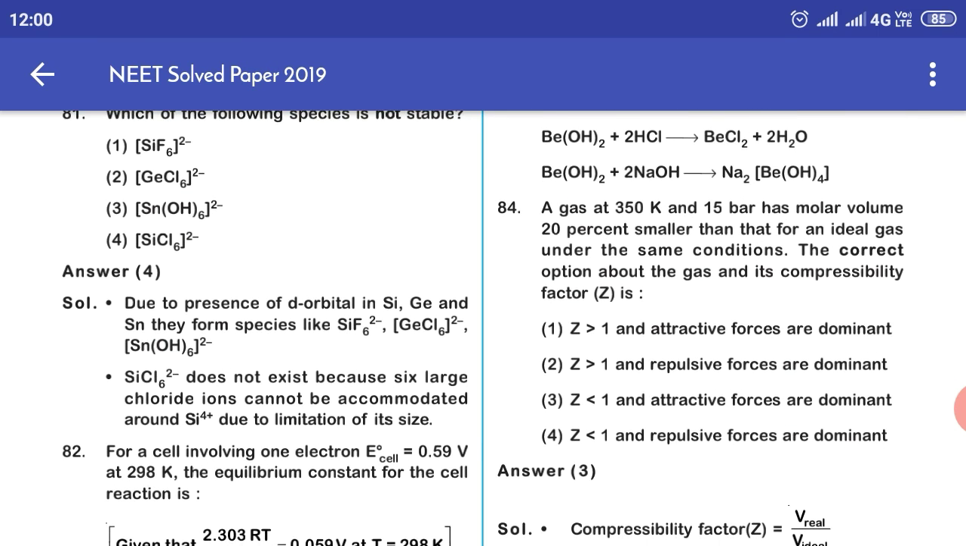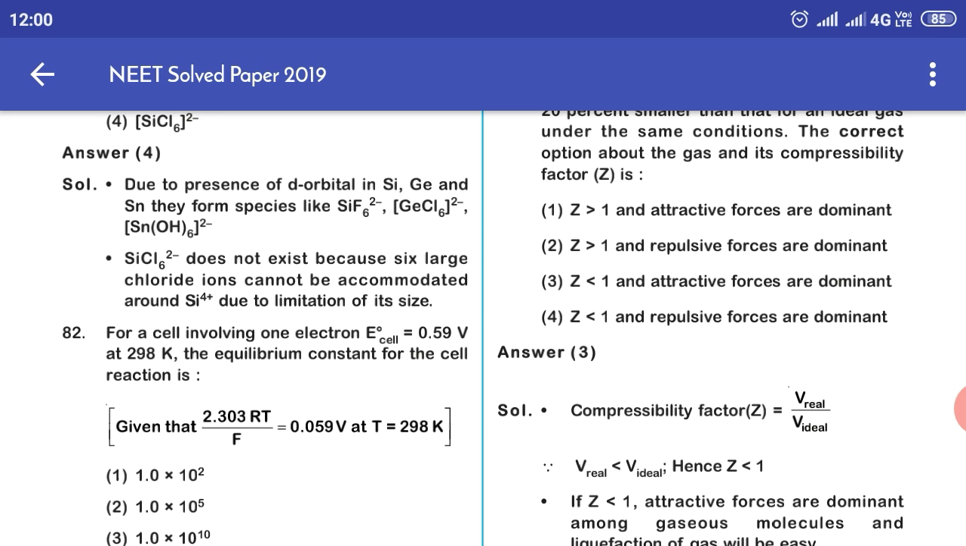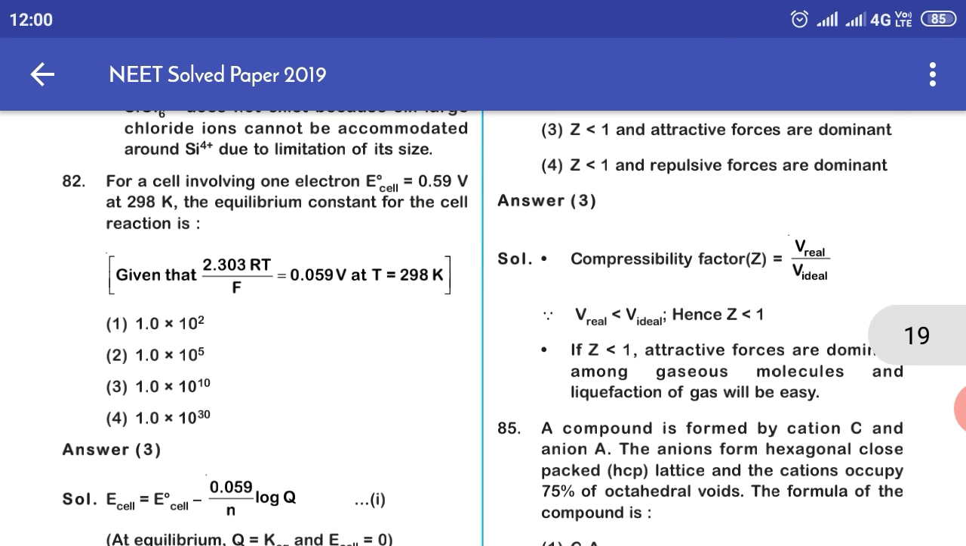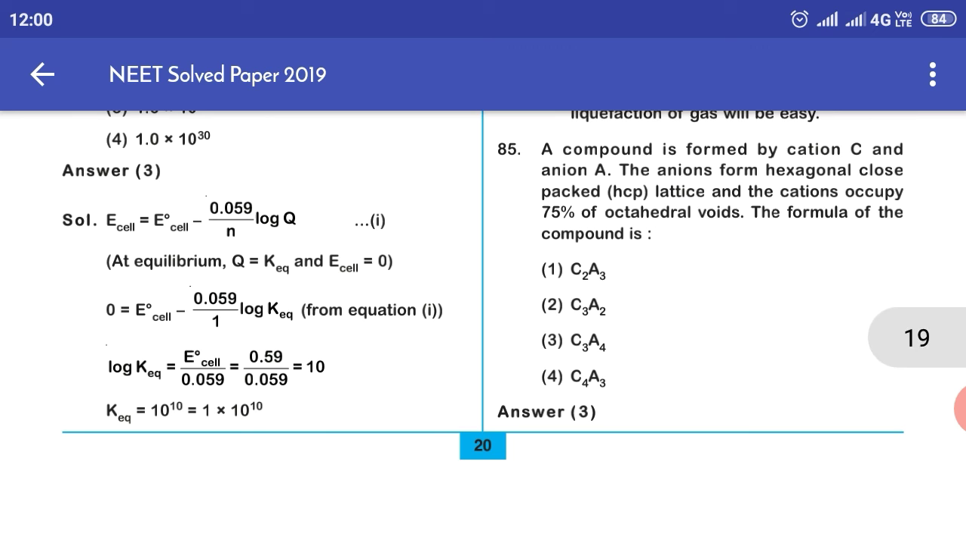Question number 84. The gas at 350 Kelvin and 15 bar has molar volume 20% smaller than that for an ideal gas. Under the same condition, the correct option about the gas and its compressibility factor. Here, from the gas state questions, compressibility factor means V real by V ideal. V real is less than V ideal, hence Z is less than 1. If Z is less than 1, attractive forces are dominant among gaseous molecules and liquefaction of gas will be easy. 5 questions more.